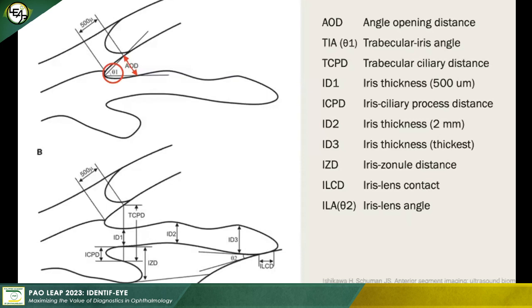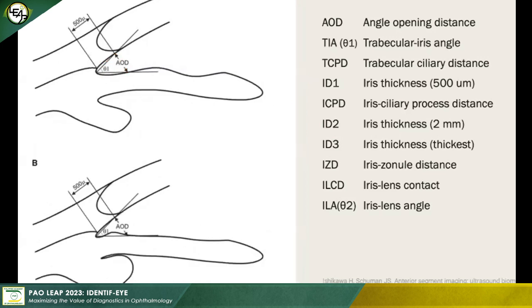Another parameter commonly measured is the trabecular iris angle, encircled in red. It's the angle formed by the apex of the iris recess and the arms passing through the point on the meshwork 500 micrometers from the scleral spur and the point on the iris perpendicularly opposite. So that's that angle. There are various computations that you can derive from UBM, but those are just some of the prominent ones.